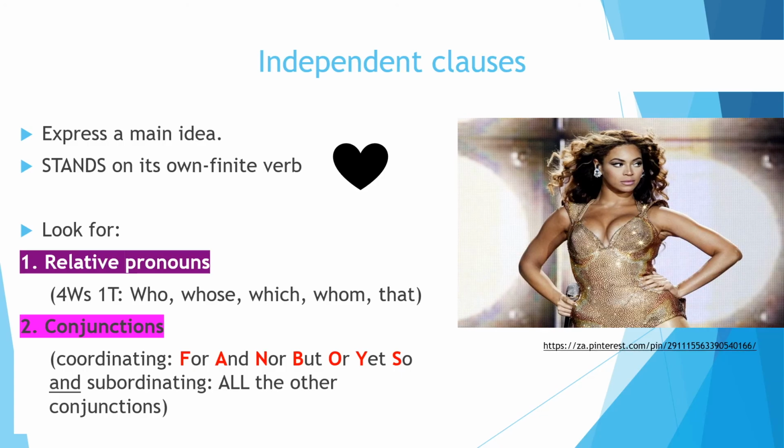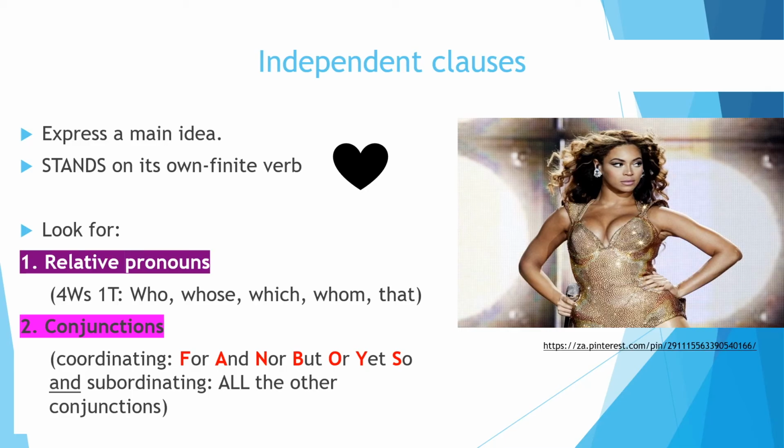The independent or main clause expresses a main idea. Think of an independent woman, just like Beyonce. She can stand on her own. She doesn't need anyone else, just like our independent clauses. They can stand on their own because they have a finite verb.